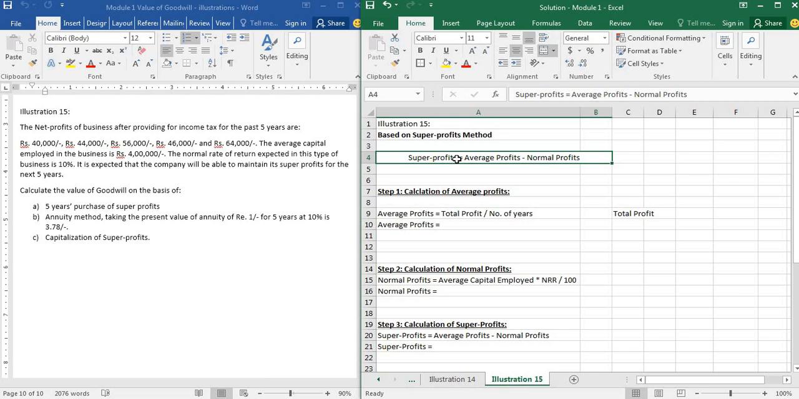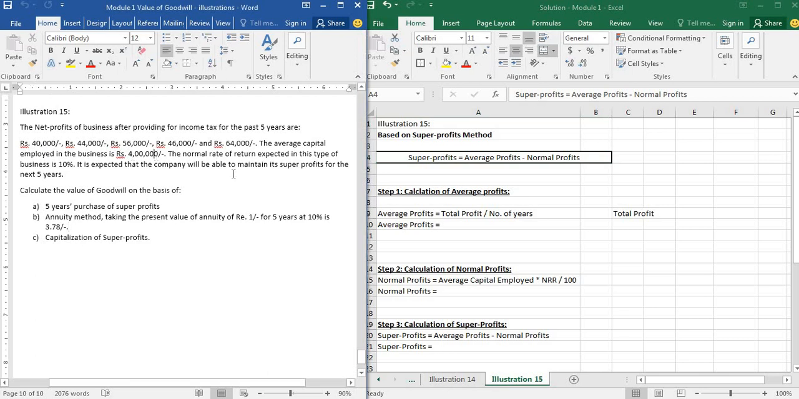First part is calculation of super profit. Second part is calculation of goodwill. So we'll take first super profit. The formula for super profit is average profit minus normal profit. How do we calculate average profit? They have not given us any adjustment, guys. No adjustments. So we are directly supposed to take these profits and calculate average profit.